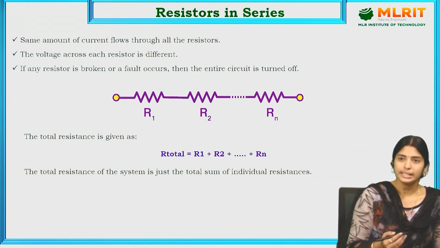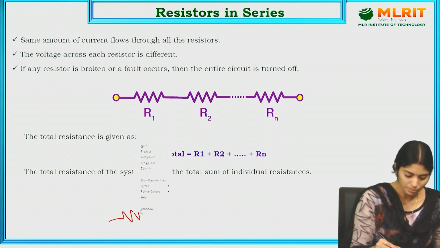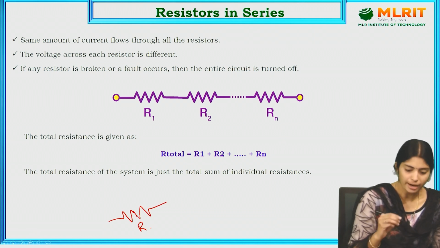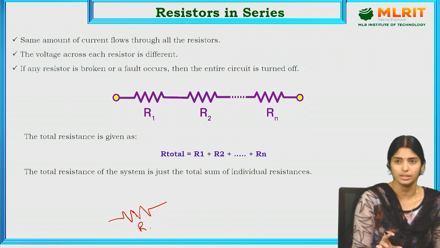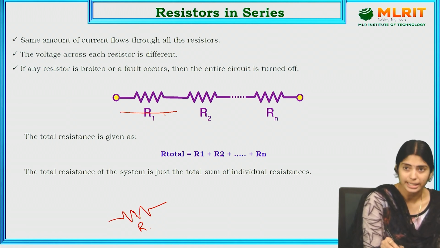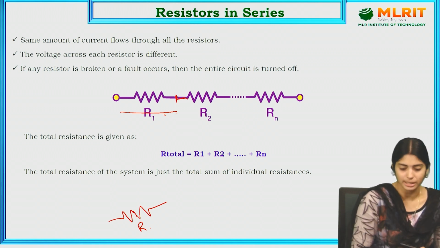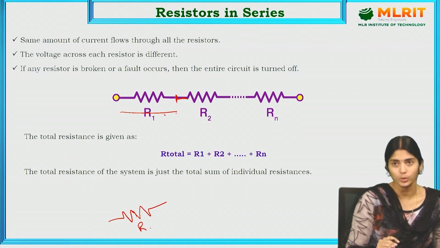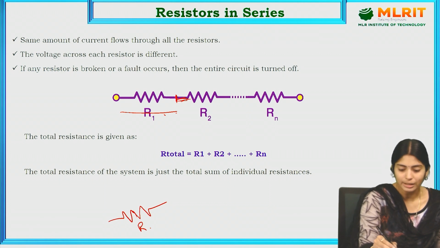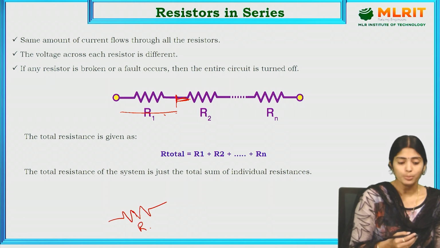How can we determine that the resistors are connected in series? This is the symbol of a resistor, R. This is one resistor, and I have named it R1. The end of R1 is connected to the starting of R2. That means the end of one resistor is the beginning of the other resistor. If the connection is like this, then we can determine that the resistors are connected in series.